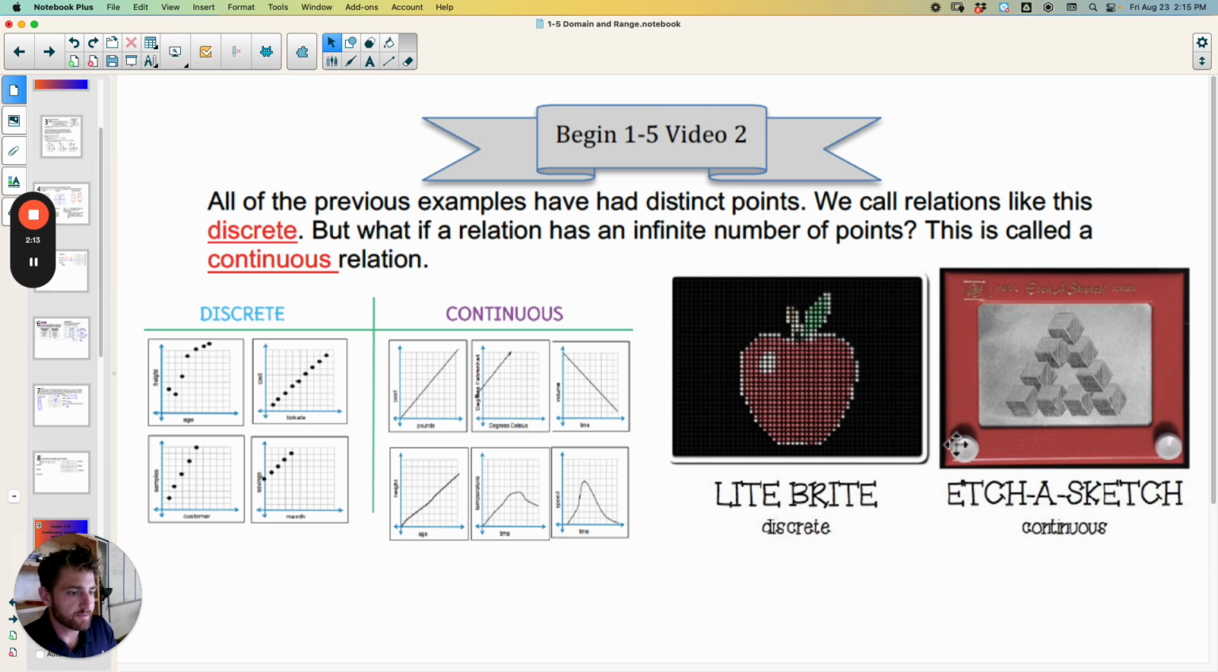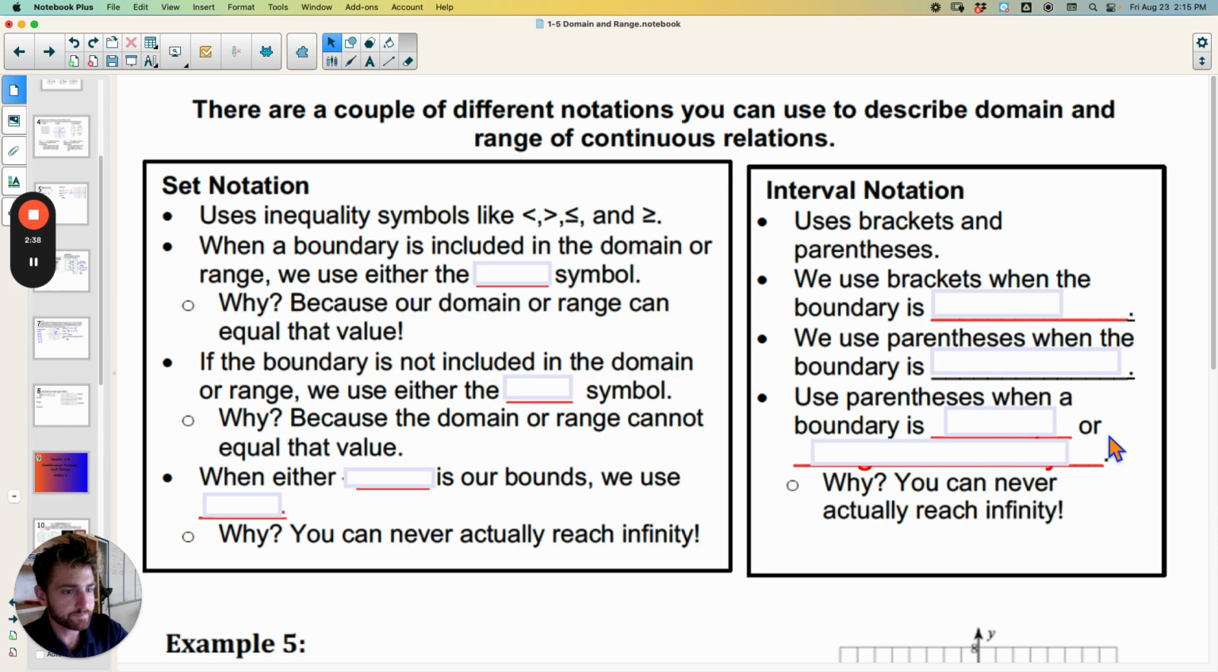Here's another example where we have Lite-Brite and Etch-a-Sketch. With Lite-Brite, you have those individual values, those little pegs that you plug in. And Etch-a-Sketch is continuous because that little stylus is continuously moving. It doesn't ever pick up off the screen, and you have to move the knobs and think about your next move because it's never going to pick up off the screen, so you have to be mindful of that.